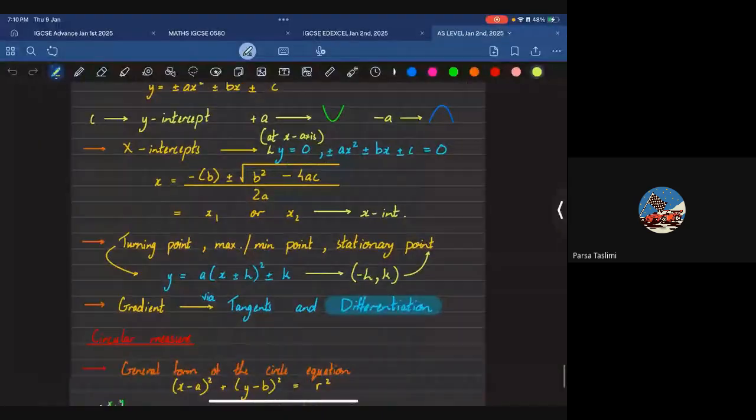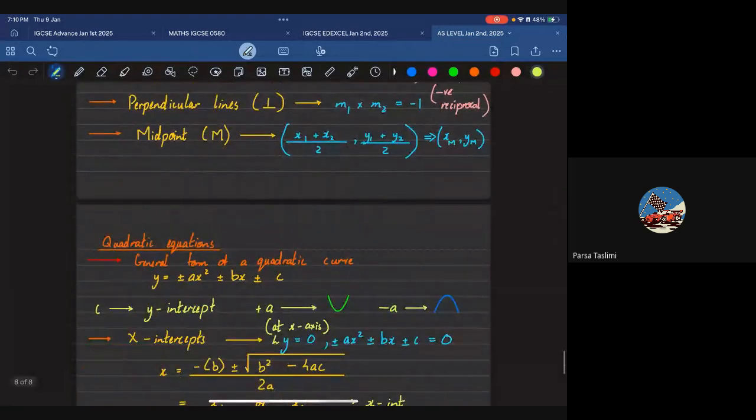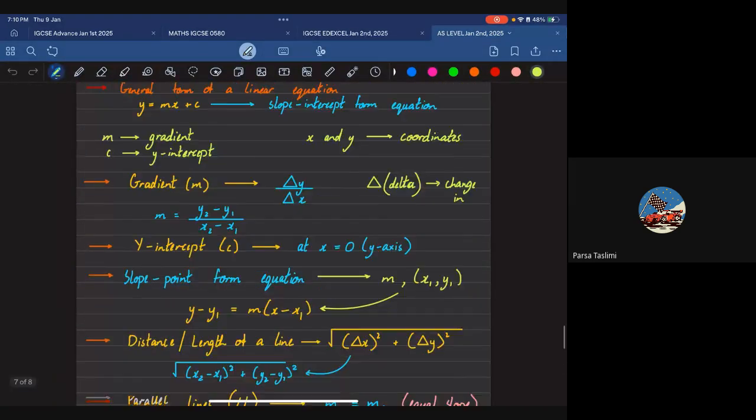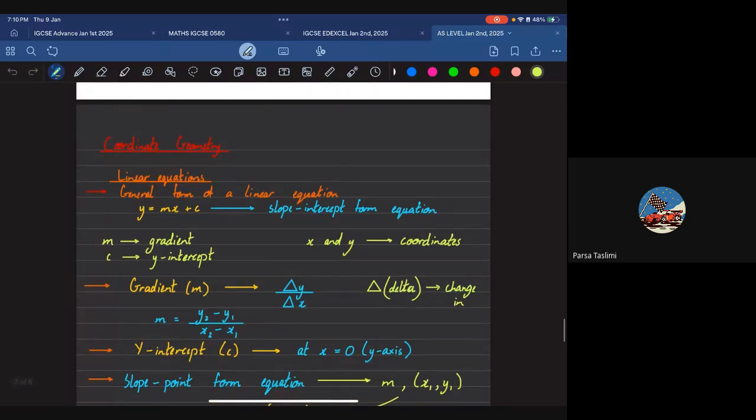All right, Partha, let's begin. Where were we in our last class? So we were doing coordinate geometry. Yes. So we had actually begun with the coordinate geometry.